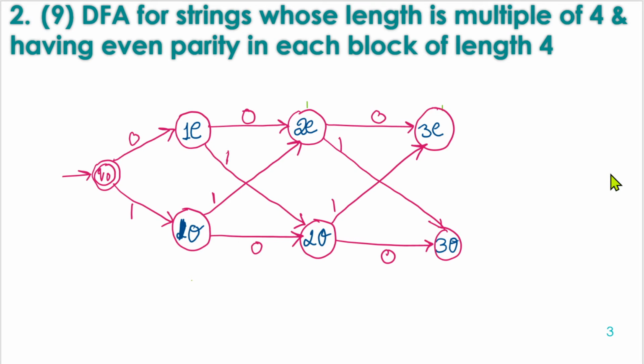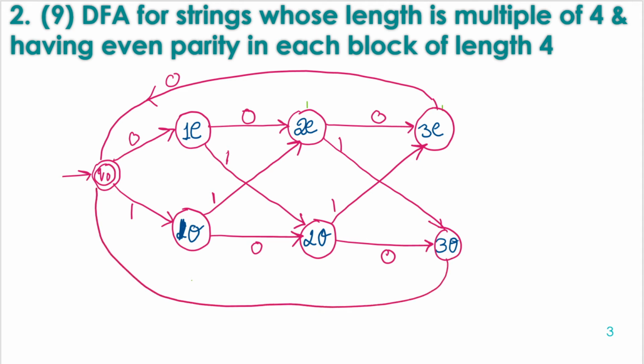Okay, so if we are getting a 0 on this state, the parity is still even because we are in the even state, and if we get the next symbol as 0, the parity is not going to change. Same way from here, if we are on the odd state and we get the next symbol as 1, the parity changes from odd to even, and as the parity turned even, the string must be acceptable, meaning that block must be acceptable. So we are moving back to the final state.